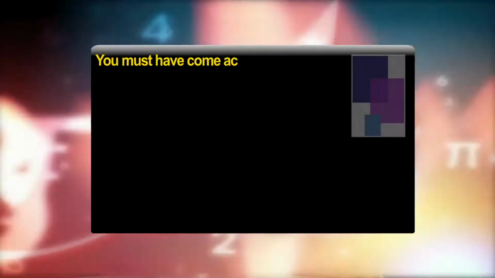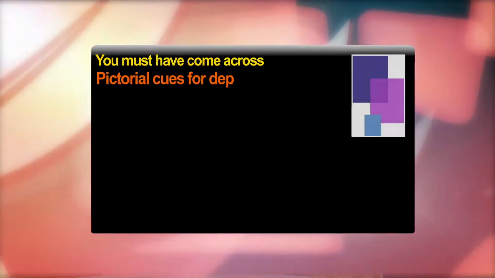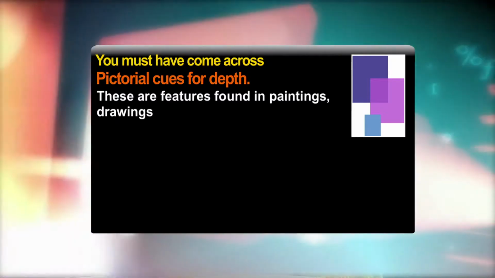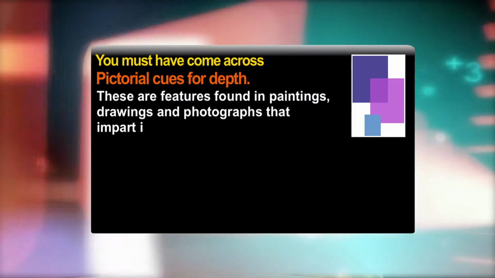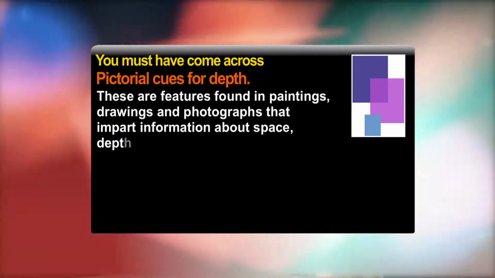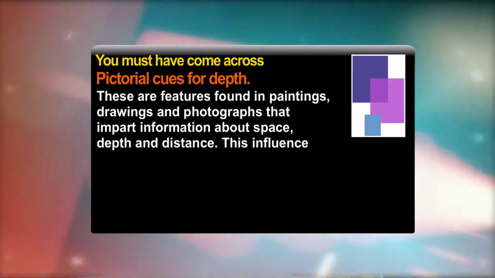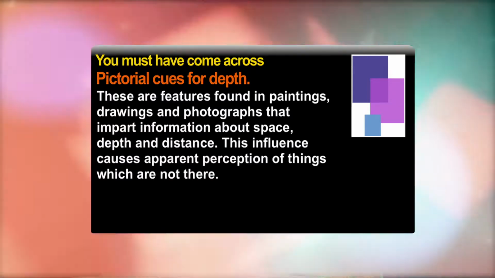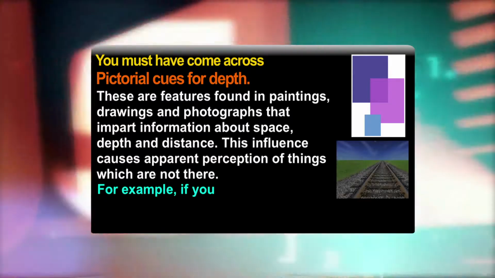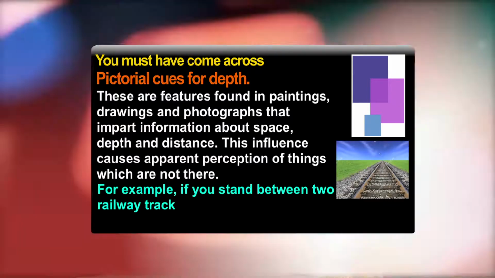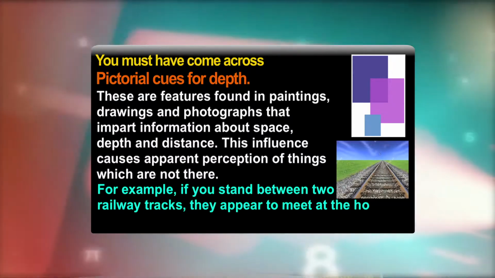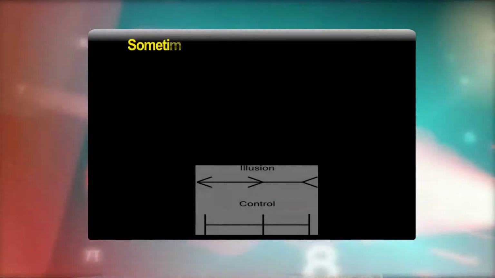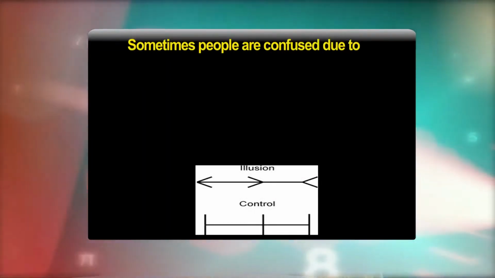You must have come across pictorial cues for depth. These are features found in paintings, drawings and photographs that impart information about space, depth and distance. This influence causes apparent perception of things which are not there. For example, if you stand between two railway tracks, they appear to meet at the horizon, even though they actually remain parallel. Sometimes people are confused due to illusions.